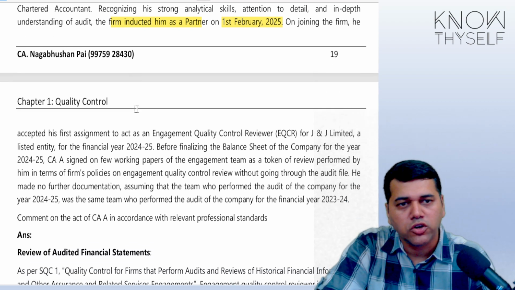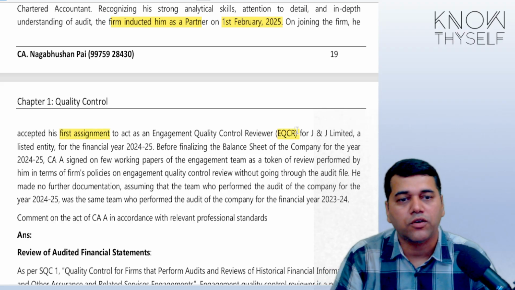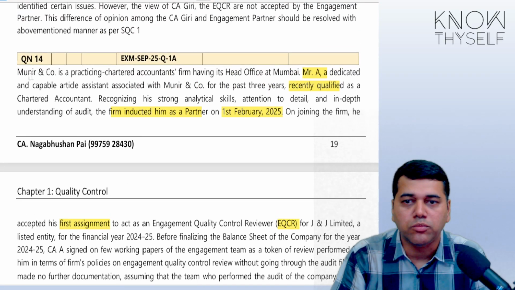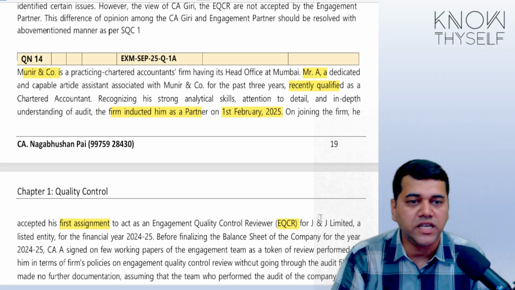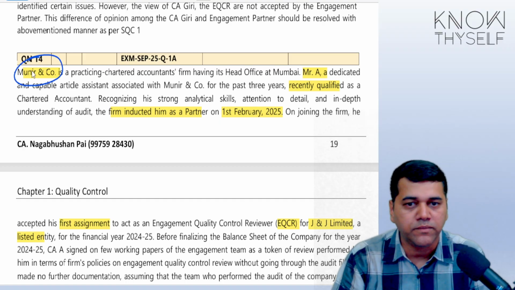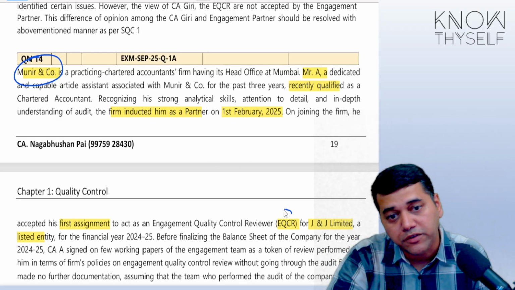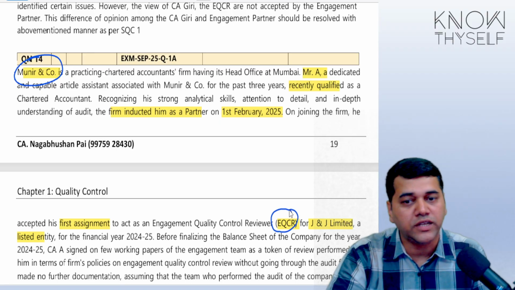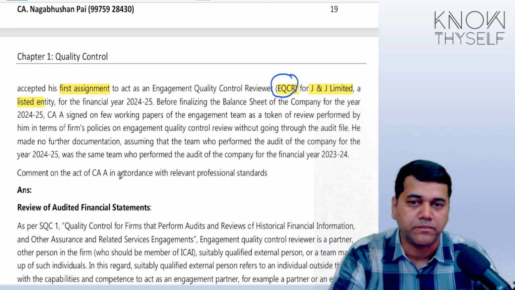Now, on joining the firm, he accepted his first assignment. What is the first assignment? As an EQCR only. For which company? J&J. So Munir & Co is a practicing firm. Now J&J Limited is a listed entity. Now who is doing the audit of this entity? Munir & Co only. Maybe there must be another engagement partner. That engagement partner's work has to be reviewed by an EQCR. And who is that EQCR? Mr. A is the EQCR.